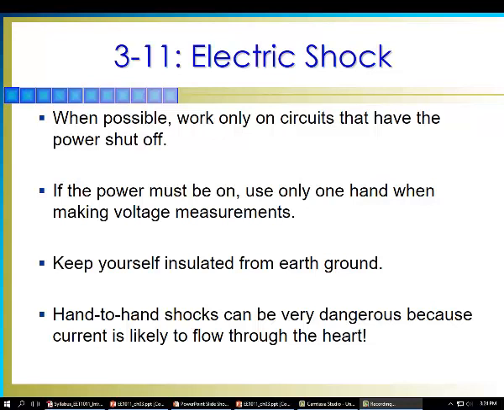Okay, electric shock, just be careful. Basically, this is what it tells you. Just be careful, and we're going to learn all these safety issues during the lab. The power is something that you cannot play with, so we have to be very careful. You have to be isolated from earth, ground.